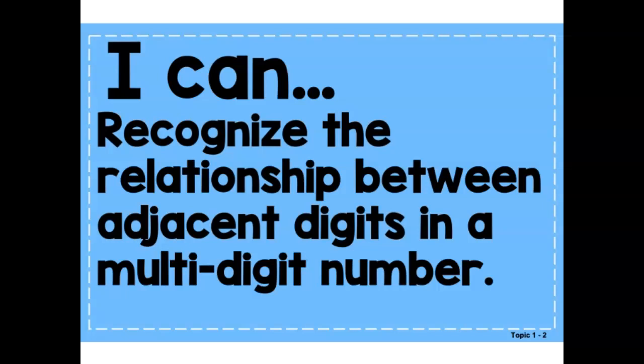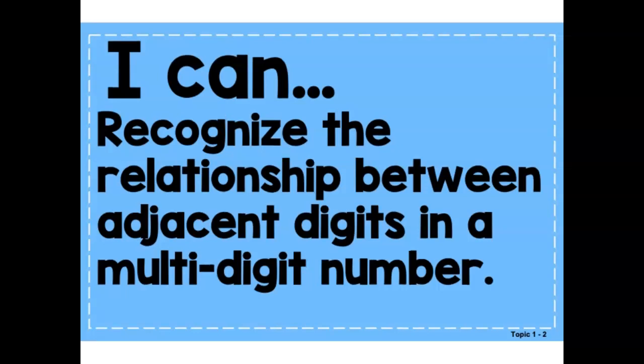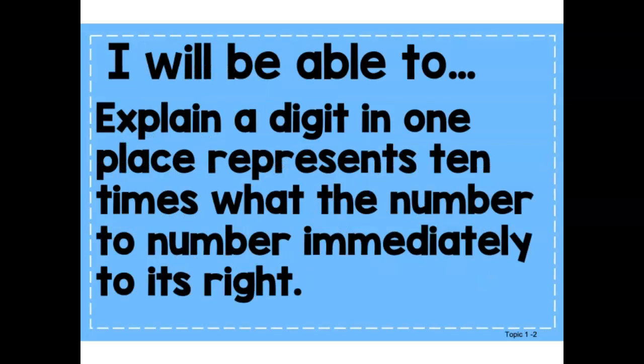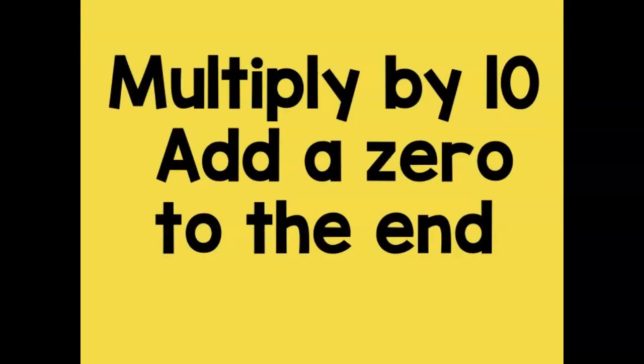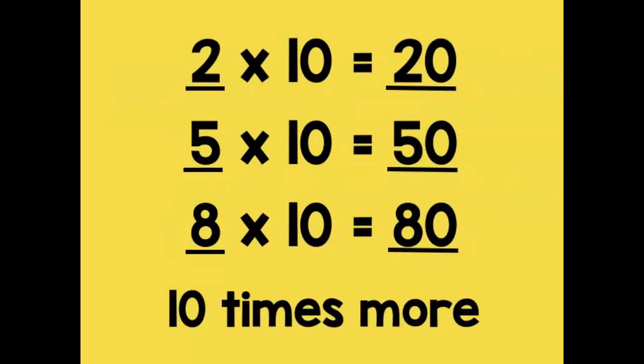Today's lesson is on the relationship between place values. I can recognize the relationship between adjacent digits in a multi-digit number. Adjacent means side by side. I will be able to explain a digit in one place represents 10 times what the number immediately to its right is. A quick review: multiply by 10, add a 0 to the end.